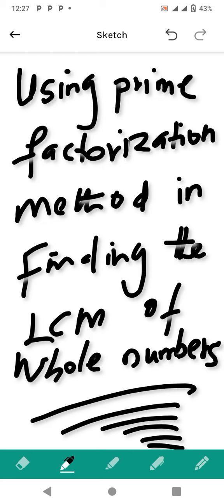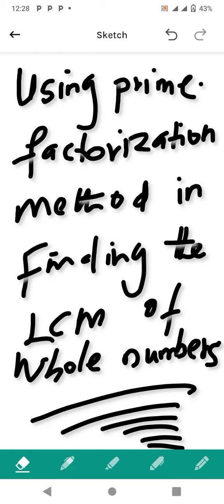Now, today we want to be looking at finding the LCM of whole numbers, but using prime factorization method. Now, we've done LCM of whole numbers before, but then we used multiple method. You can check that in the link in the description below. But this time around, we want to use prime factorization method.